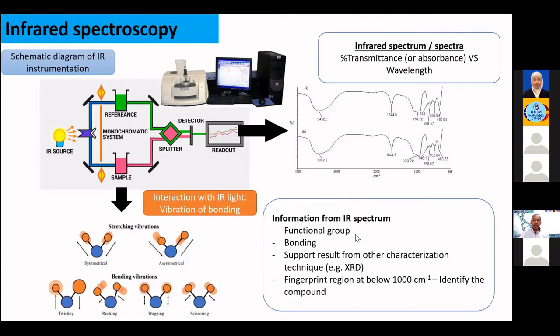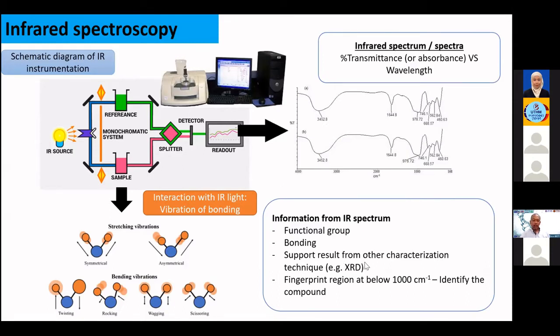Okay, so what is the information from an IR spectrum? We can get information about the functional groups. For example, here at around 3,400 represents OH bonding. And we will also know the bonding, for example SiOSi. This one, 978, is for the vibration of SiOAl for the zeolite. And it supports results from other characterization techniques.